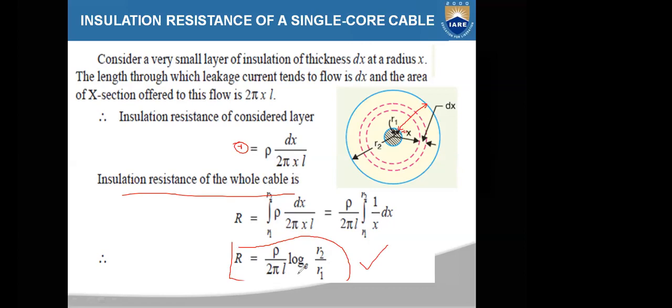If you observe this expression, the insulation resistance is inversely proportional to the length of the cable. As the length of the cable increases, the resistance value decreases. But generally you should have a high insulation resistance for a cable. You have to design the cable in such a way that there are no leakage currents. So this is about the insulation resistance of a single core cable.